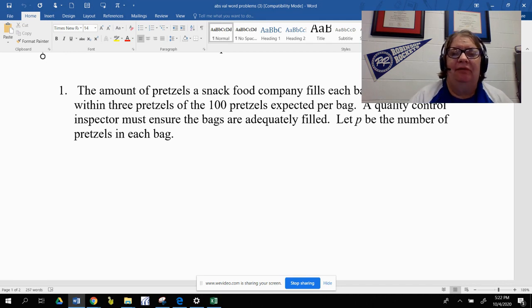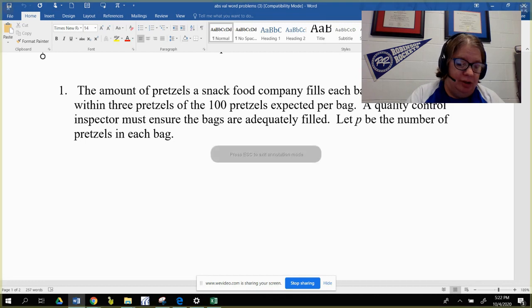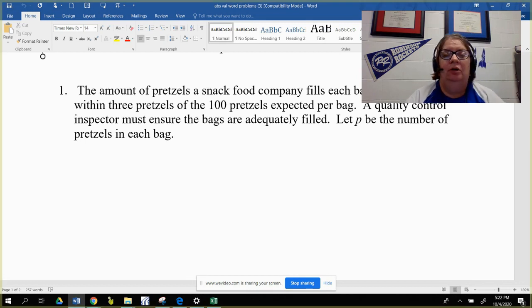The amount of pretzels a snack food company fills each bag with must be within 3 pretzels of 100 pretzels expected per bag. A quality control inspector must ensure the bags are adequately filled. Let P be the number of pretzels in each bag. Why do we care how many pretzels are in the bag? If you're the customer and you're supposed to have 100 and you're paying for 100 pretzels, you don't want to get a bag with 50 or 20 or even 80.